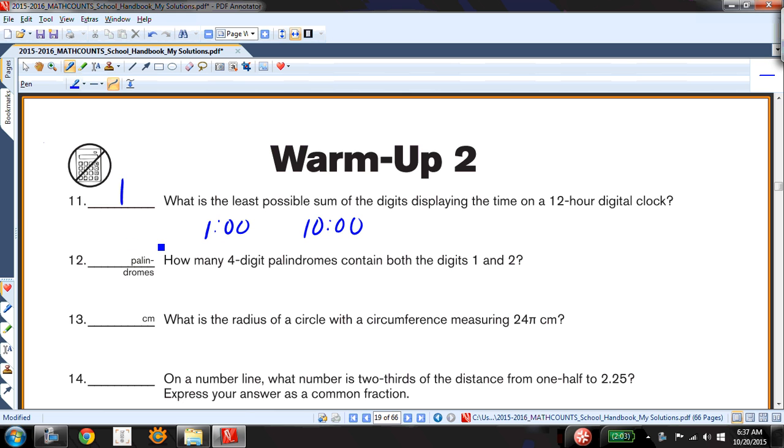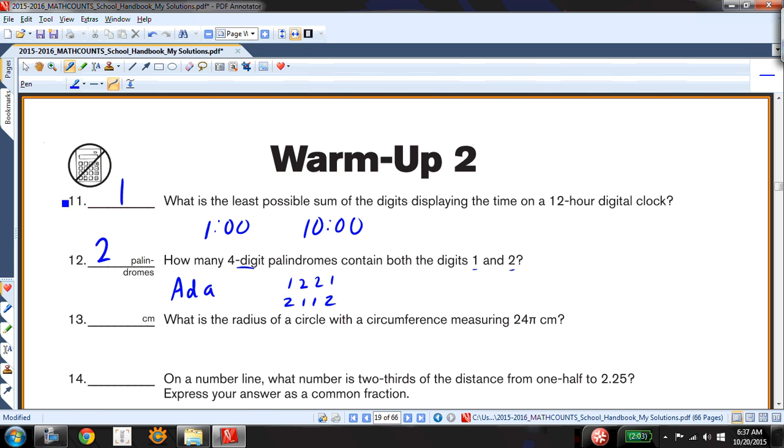How many 4-digit palindromes contain the digits 1 and 2? Well, of course, a palindrome is a word that is the same backwards and forwards, like Ada, for example. And containing the digits 1 and 2 with 4 digits, the only options are 1, 2, 2, 1 or 2, 1, 1, 2. Those are both palindromes, so the answer is 2.